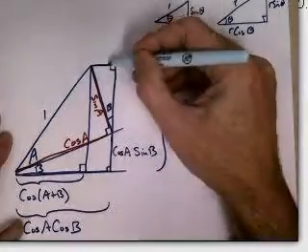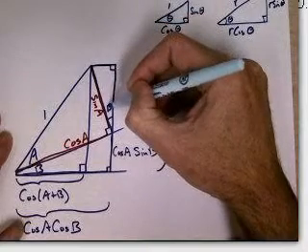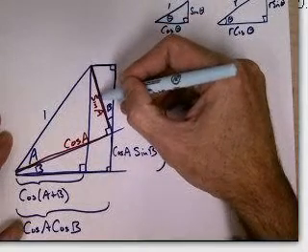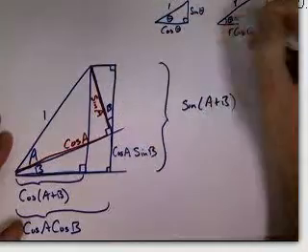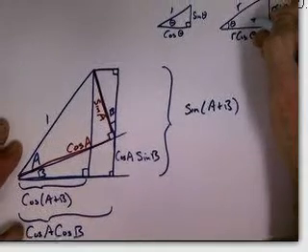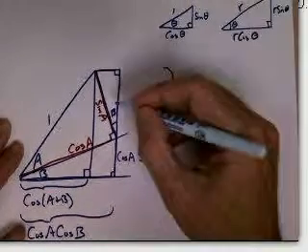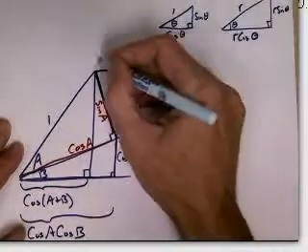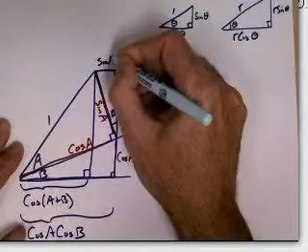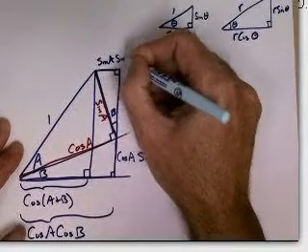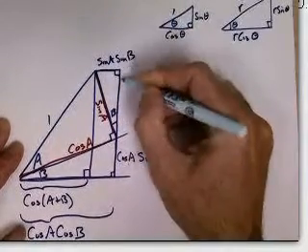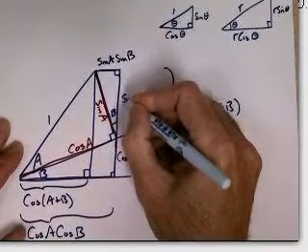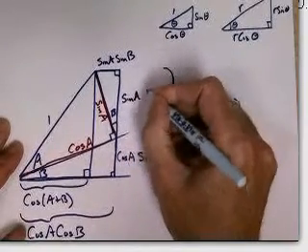Okay, so now I'm looking at this little triangle up on the top. I have angle B, and the hypotenuse has length sine A. So I'm looking at this kind of triangle right here with r equal to sine A. So the opposite side should be the hypotenuse times the sine of the angle, and the adjacent side should be the hypotenuse times the cosine of that angle.